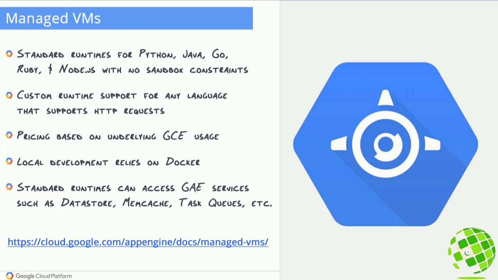Now, the new feature in App Engine that is still in beta is known as the App Engine Managed Environment, otherwise known as Managed VMs. This gives us standard runtimes with no sandbox constraints for Python, Java, Go, Ruby, and Node.js, plus we can bring our own runtime for any language that supports HTTP requests. That's really nice. So this gives us a much more flexible environment. In fact, we can even SSH into these VMs and manage them ourselves. This is what also allows us to bring our own third-party libraries to work with. So yeah, an incredibly flexible environment, and it's really just GCE instances, and that's what pricing is also based on.